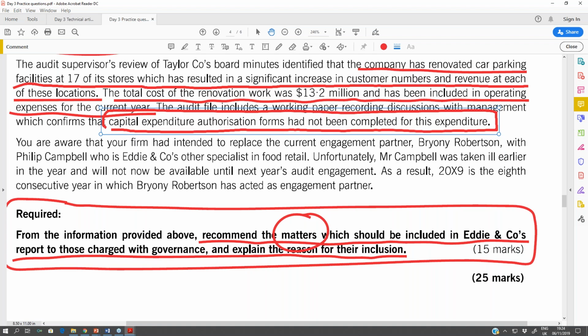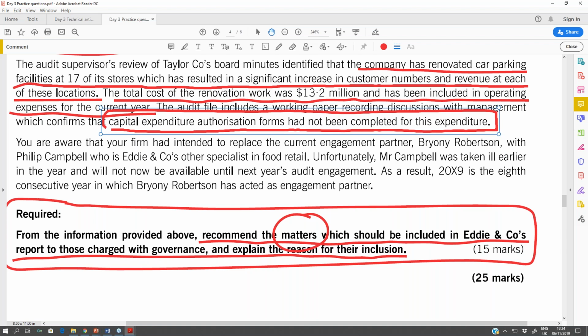No, we need to discuss the ethical matters with those charged with governance. We need to inform those charged with governance that because our partner fell ill, we are taking Bryony for the next year as the eighth year, rather than the management criticizing you and asking why Bryony is working for the eighth year.